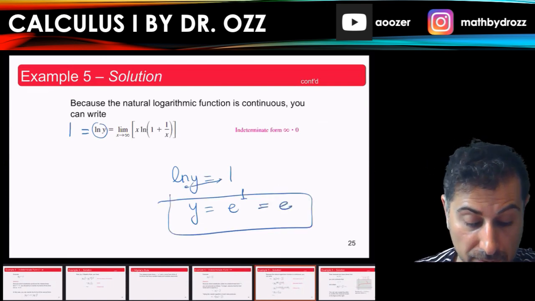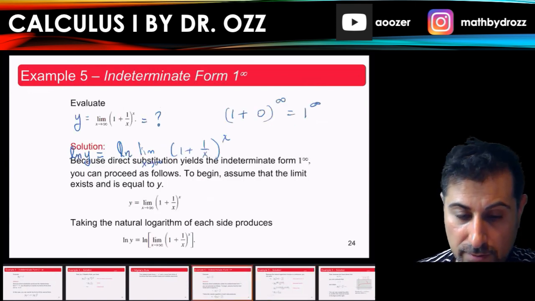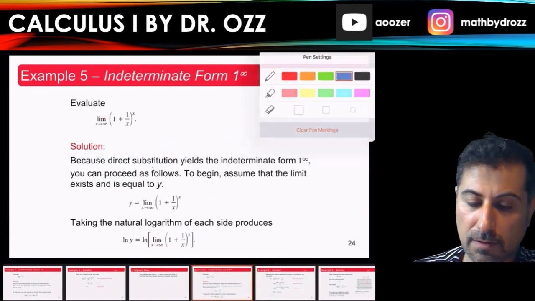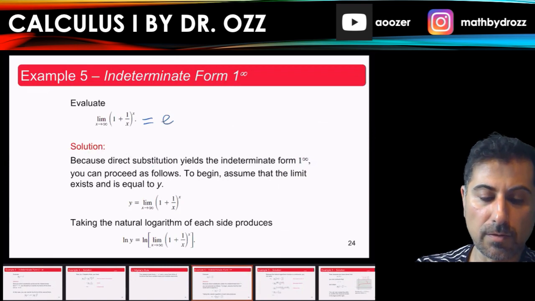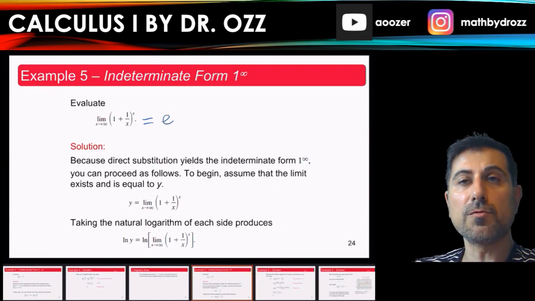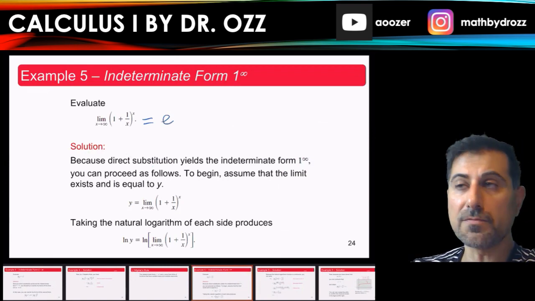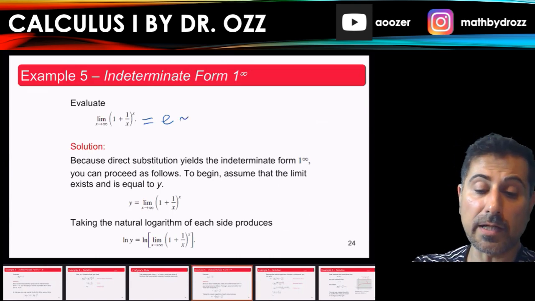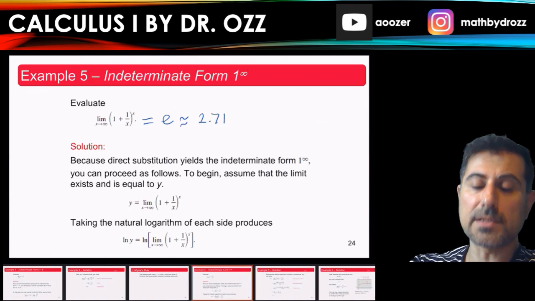And who is this guy? Well, this is the value of the original limit, which is equal to the limit of (1 plus 1 over x) to the power of x as x approaches infinity. That converges to e. And e is a number, by the way, close to 2.71.